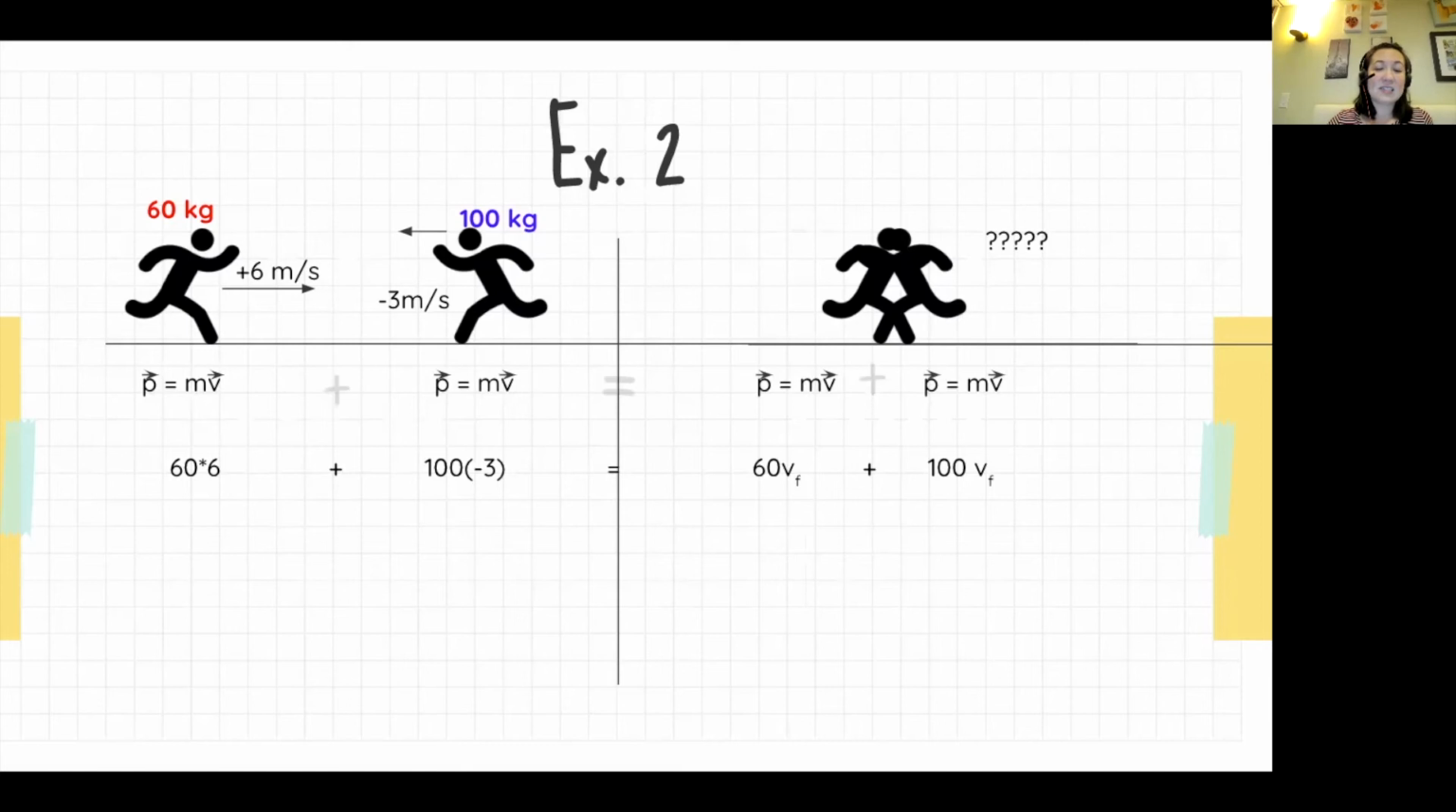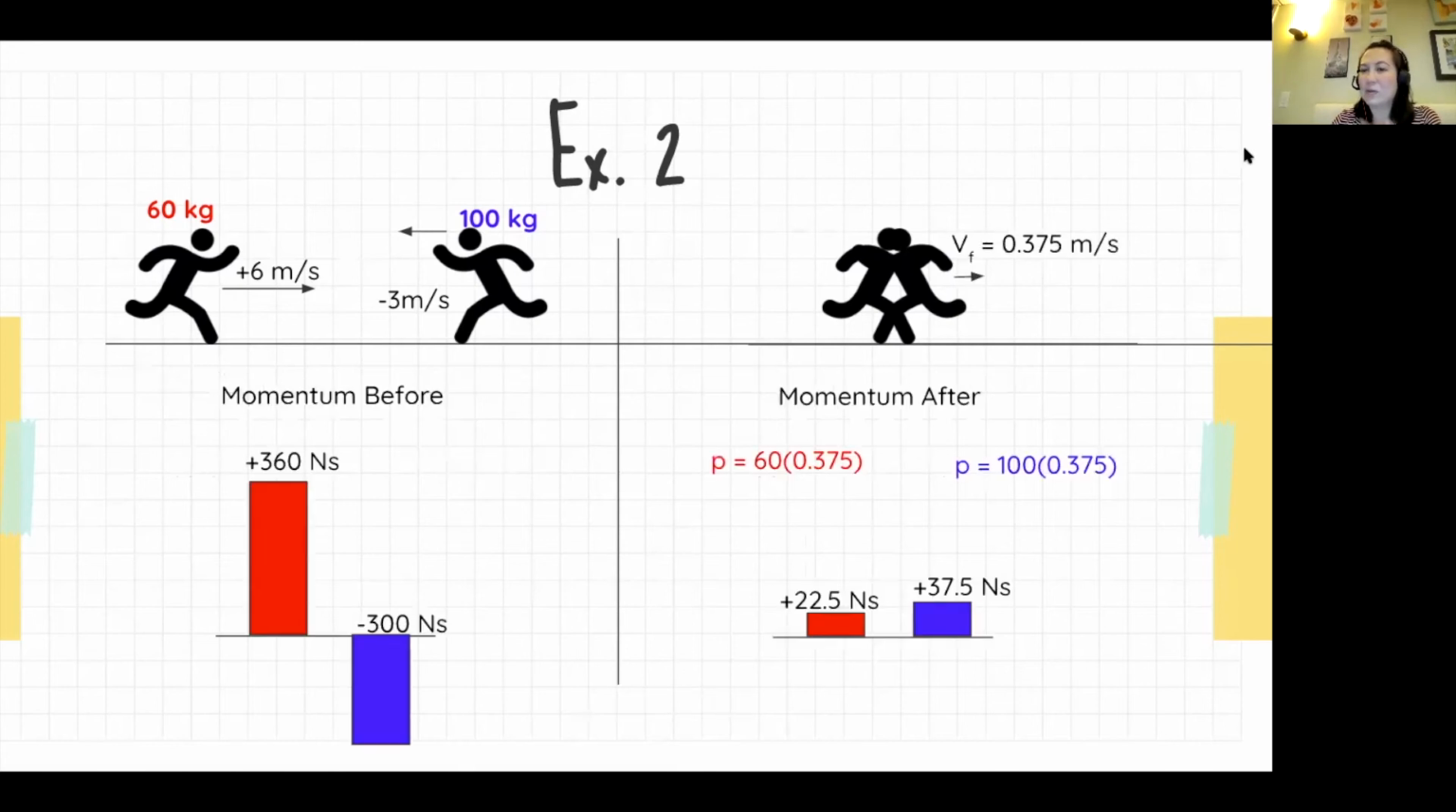This means that 60 Newton seconds of total momentum is split up over 160 kilograms of mass, leaving a final velocity of 0.375 meters per second. I divide the 160 to the left to get my velocity. So let's deal with this in terms of an impulse momentum. Okay, after the collision, I labeled my velocity, and both of these objects are moving together at 0.375 meters per second to the right. That means afterwards, red has a momentum of only 22.5 Newton seconds.